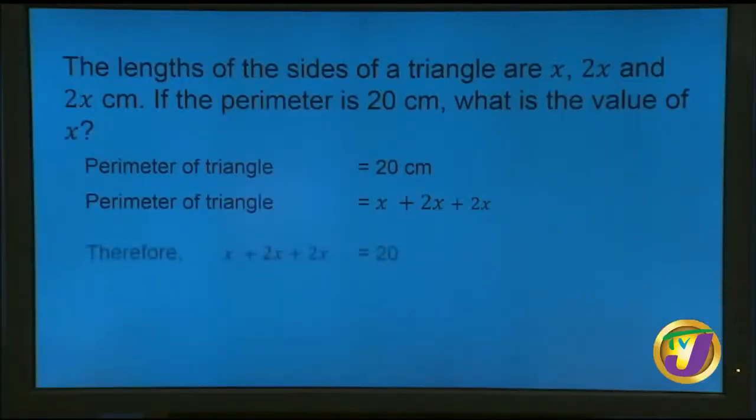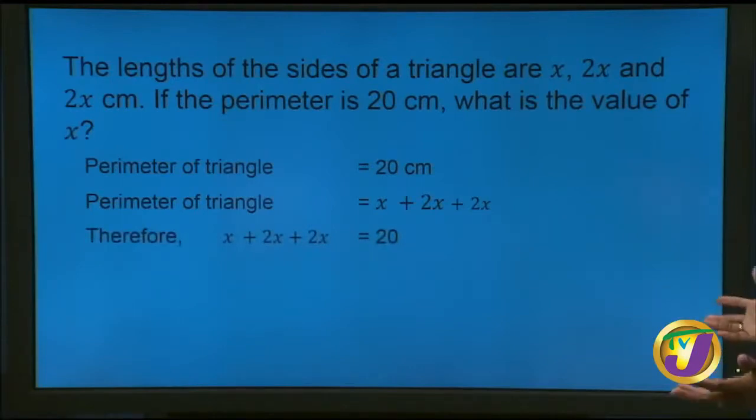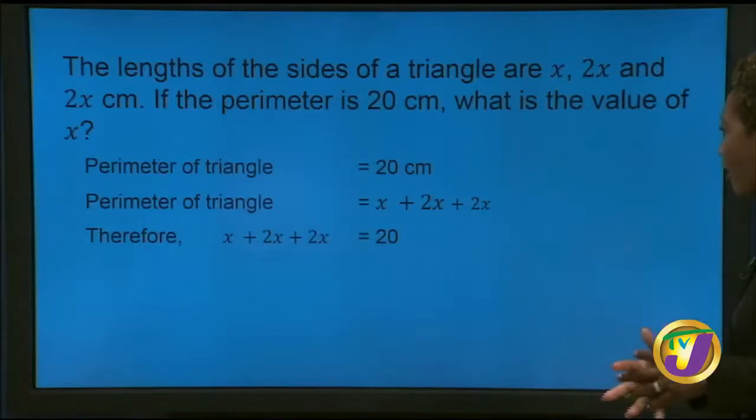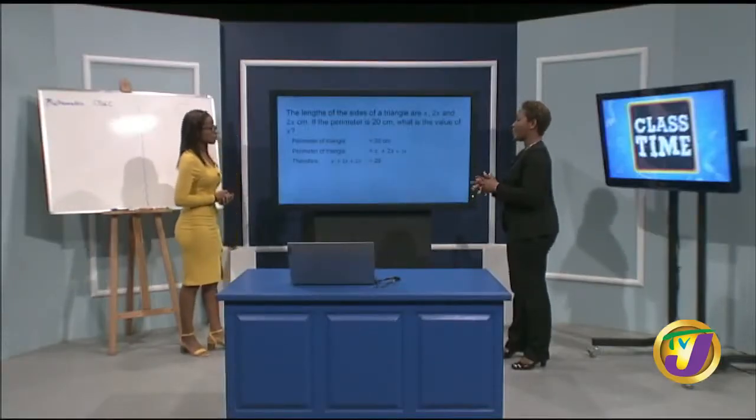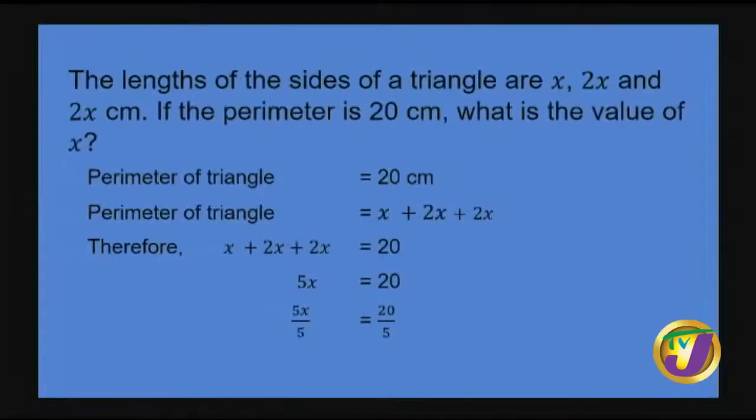You should know by now that when you have any unknown algebraic terms, you can combine them where possible. They're all x. x plus 2x gives me 3x, 3x plus 2x gives 5x, which is now equal to 20. All right, so is that our answer? No, 5x equals 20 is not the answer. They asked what is the value of x? Oh, so we're not finished. No, we're not.